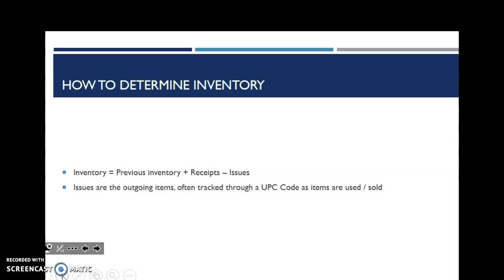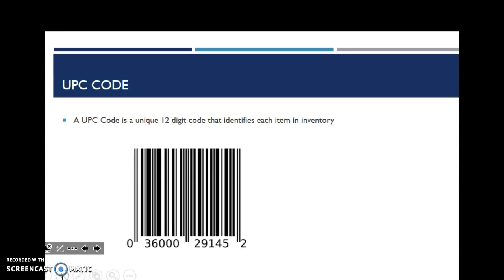Issues are outgoing items, and they're often tracked through a UPC code as items are used or sold. Here's an example of a UPC code. Usually it's a unique 12-digit code that identifies each item in inventory, and each item has its own specific UPC code. Not all businesses use this, but it is quite common in most businesses.